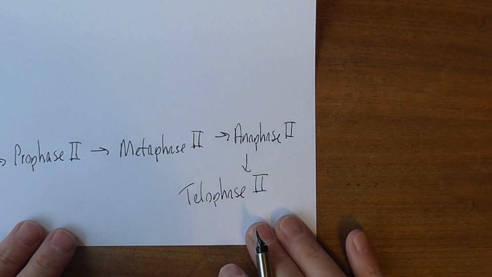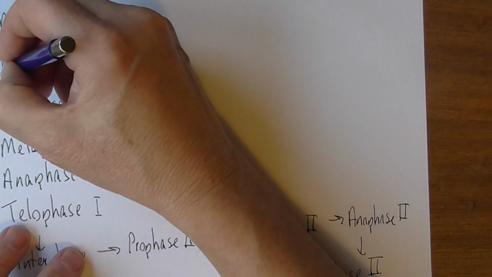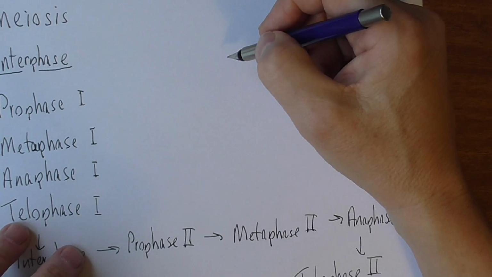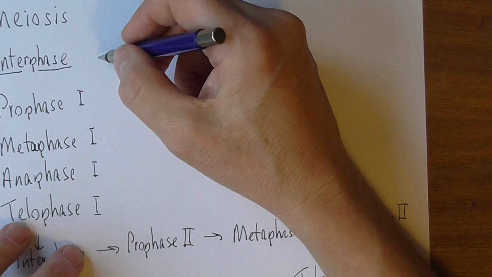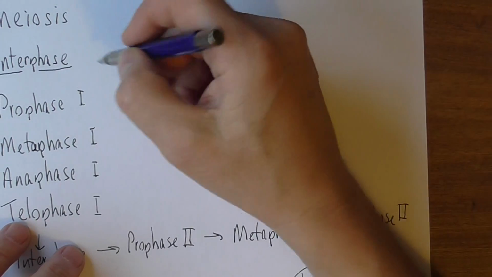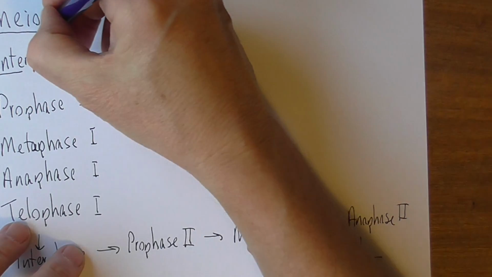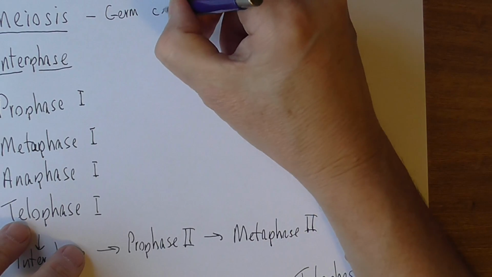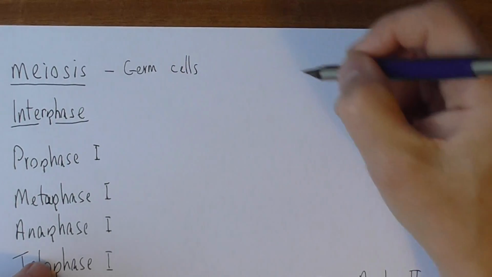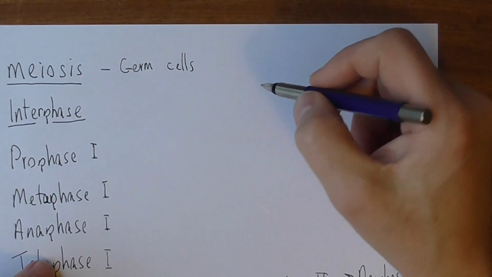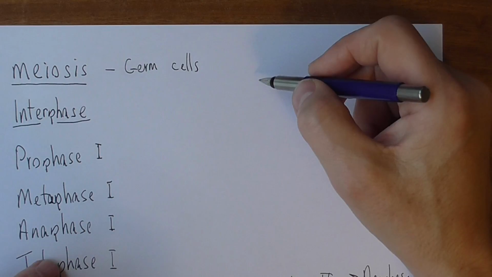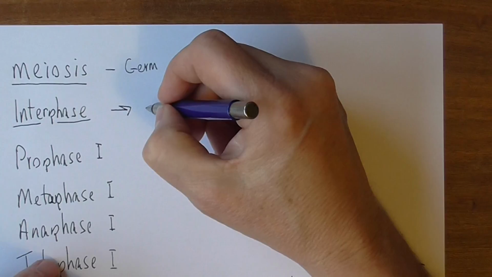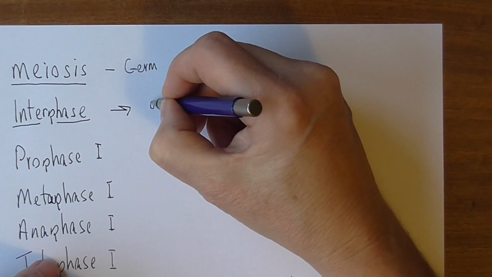Now, if we start off thinking about the interphase, what's happening in the interphase? Well, we know meiosis derives from germ cells. It's the germ cells that are dividing, these germ cells in the ovaries or the testis. Now, in the interphase, what we've actually got here is 46 chromosomes.